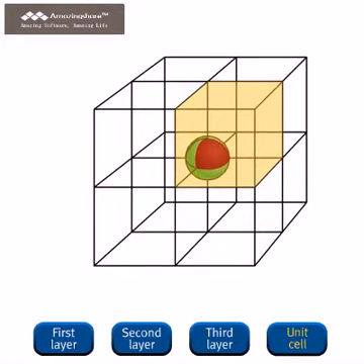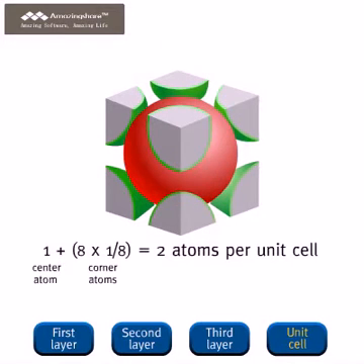A corner atom or sphere is shared by 8 unit cells. Thus, only 1/8 of a corner atom lies within a given unit cell. A center atom or sphere lies entirely within the given unit cell. In a body-centered cubic unit cell, there is one center atom plus 8 of the 1/8 corner pieces. The number of atoms contained within one body-centered cubic unit cell is 1 for the center atom plus 8 times 1/8 for the corner atoms, which equals 2 atoms per unit cell.